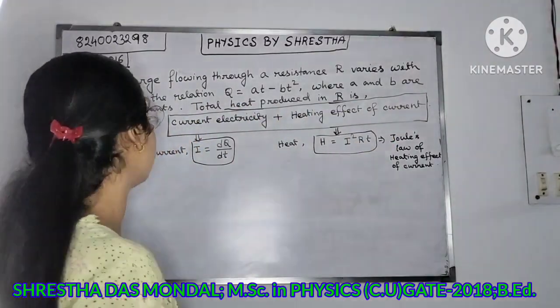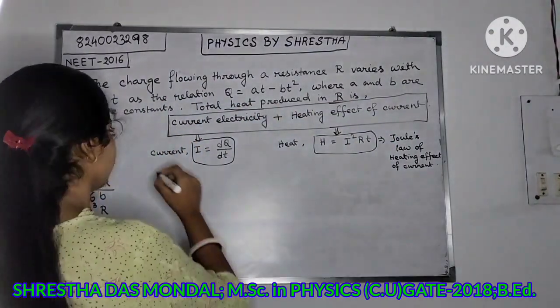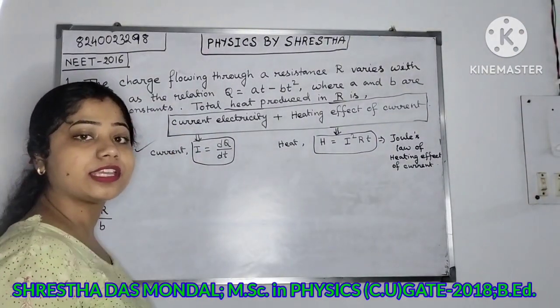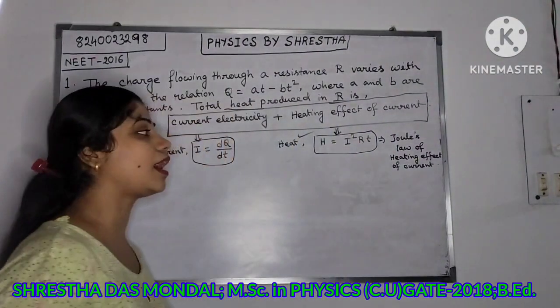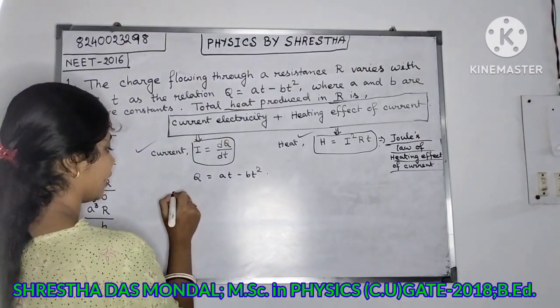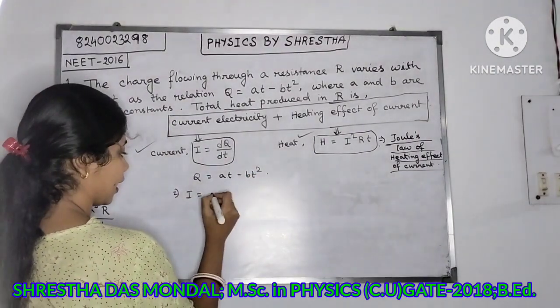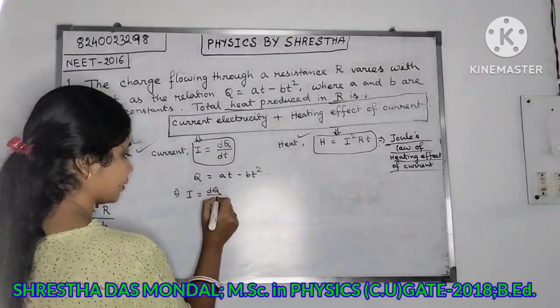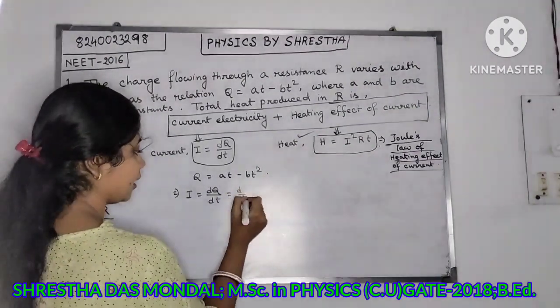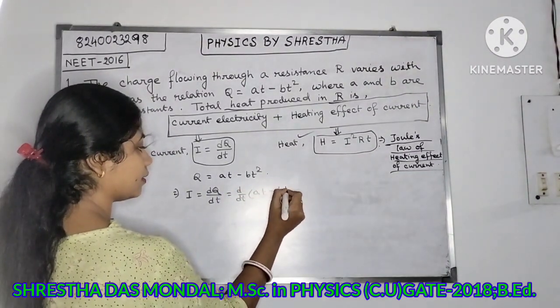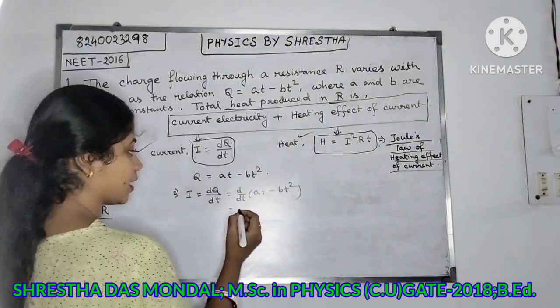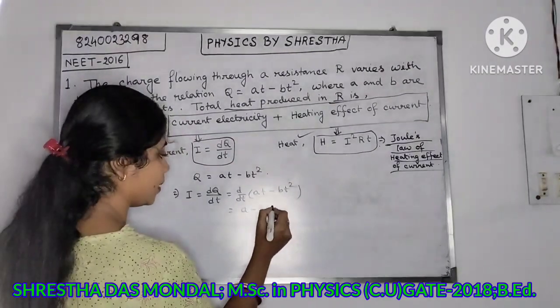To solve this problem we require two formulas, that is current I = dq/dt and heat H = I²R. Therefore, from this we can calculate current: I = dq/dt = d/dt(at - bt²). After differentiation we get I = a - 2bt.